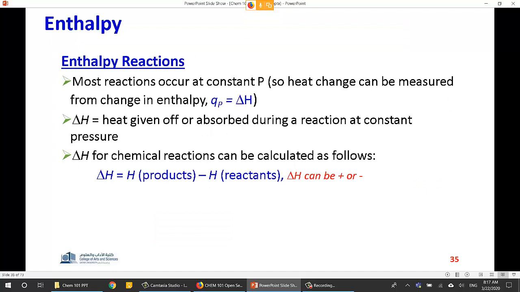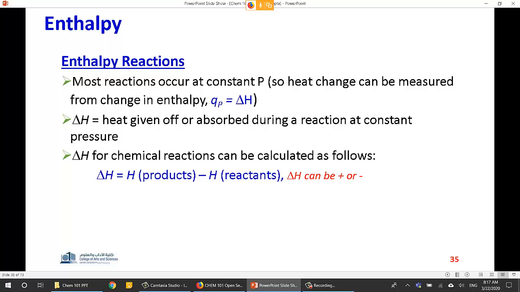Now, for chemical reactions, most reactions actually occur at constant pressure. And that's why we are interested in delta H, because delta H is equal to QP. So the heat that we are measuring in the lab, if we are measuring this at constant pressure, that will be equal to delta H. So this is one way to measure delta H for the reaction. And that's the first thing.